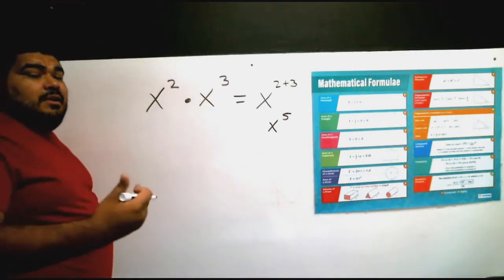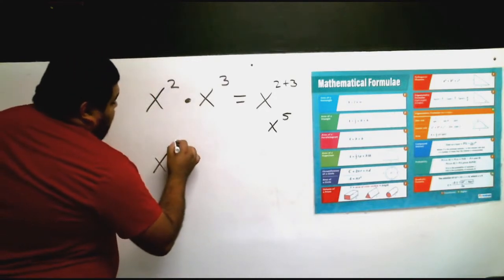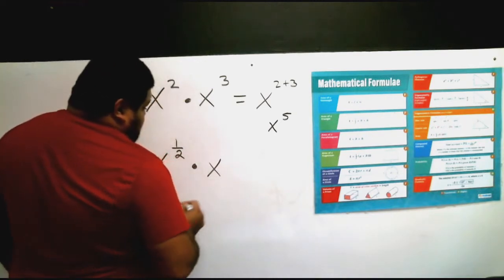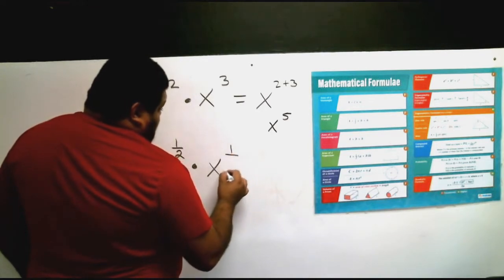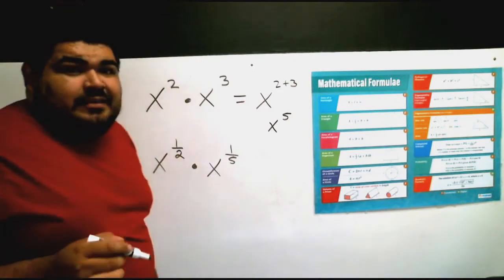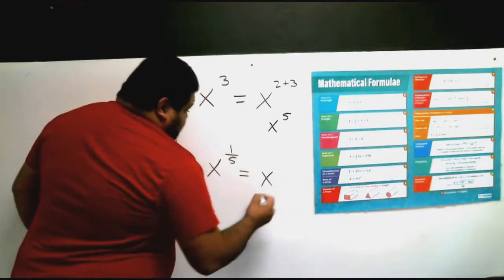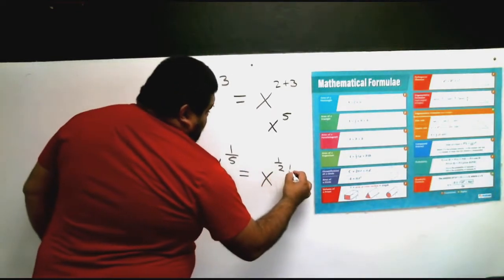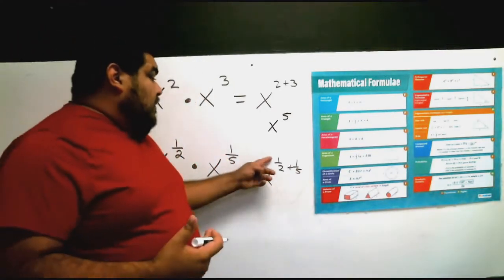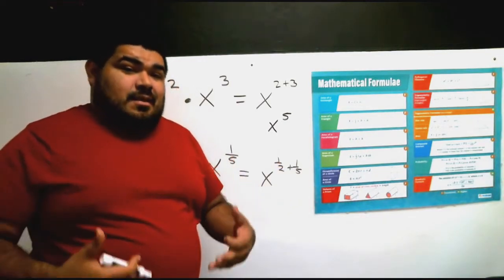Again, now we're going to get a little more into fractions. We have x to the 1/2 times x to the 1/5. Notice that I didn't do it the same, for the same reason. Equals x to the 1/2 plus 1/5. Notice that you cannot really combine the 1/2 plus the 1/5 unless they are common denominators.